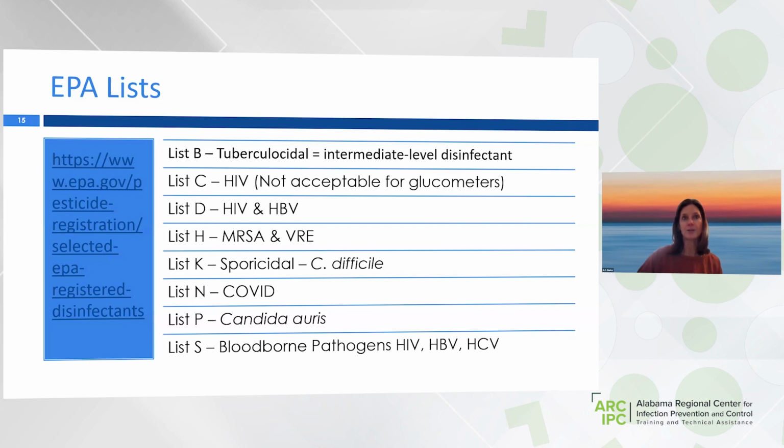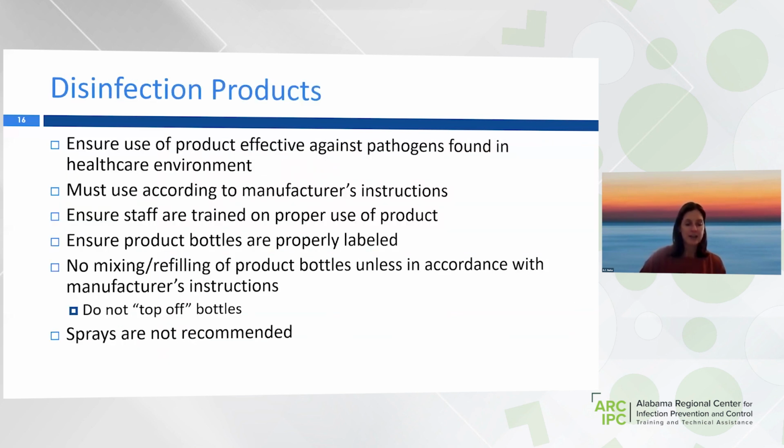If you want to look up an EPA number, or validate some of the information on a label, if you don't have enough information on one of your product labels, then you can use the EPA number on those products to look up more information about them. All right, so we do want to make sure that the product we're using is effective against the pathogens found in the healthcare environment.